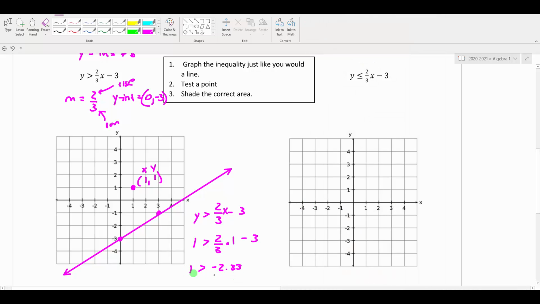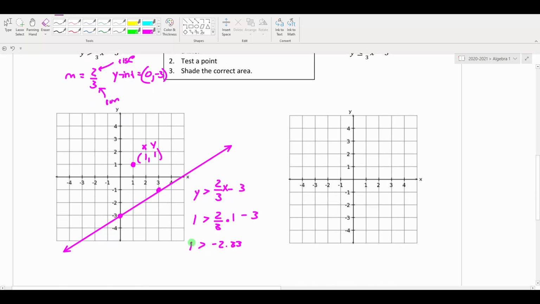So now the question is, is this a true statement? Is 1 greater than negative 2.33? And in fact it is. This is true. So this point is a solution, which means every other point on this side of the line is also going to be a solution. So what we do with inequalities is we shade every single point on this side of the line.